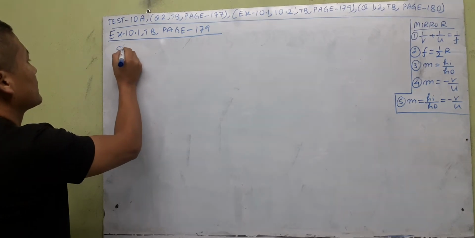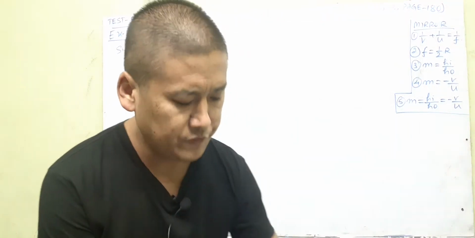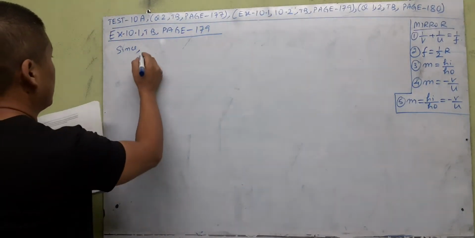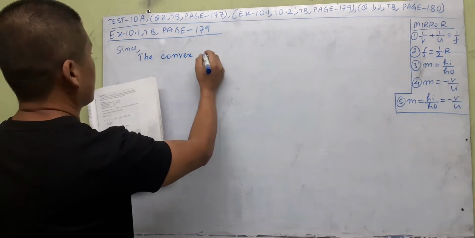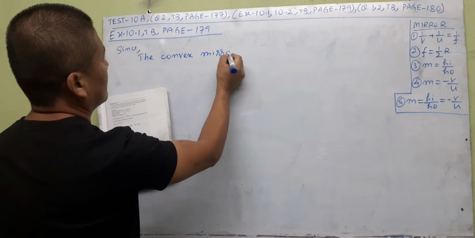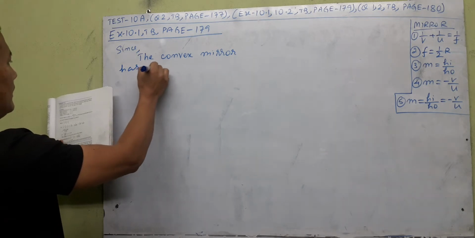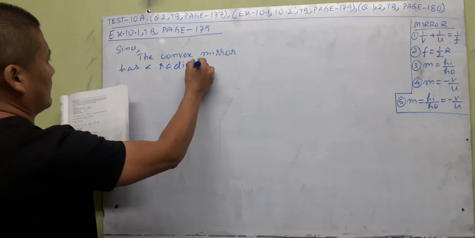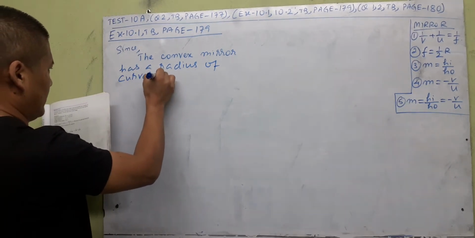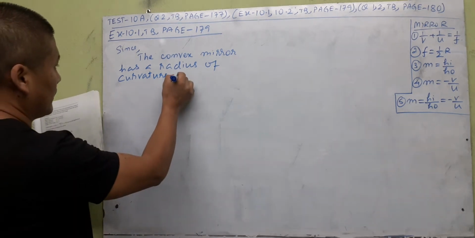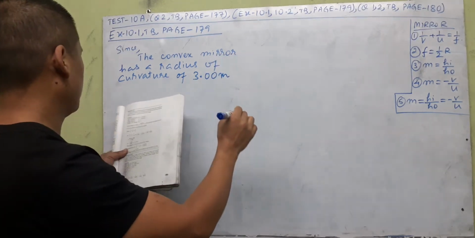Write down, since the question is saying, the convex mirror, we'll just write in short, convex mirror, used as rear view mirror, forget about that, has a radius of curvature of 3.00 means 3 only meter.